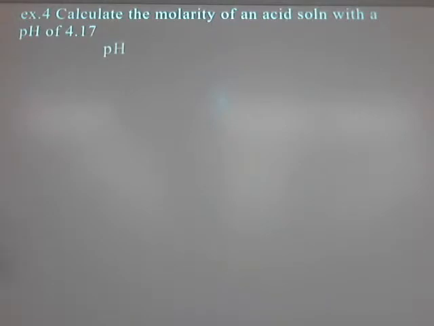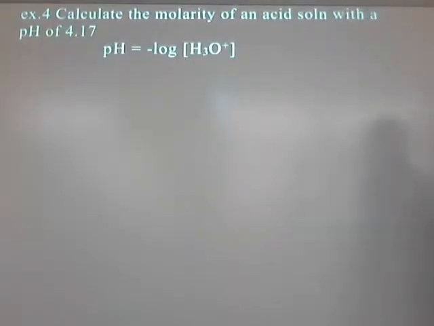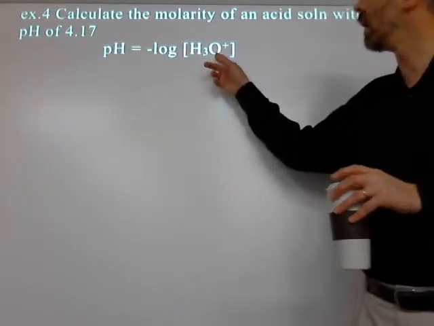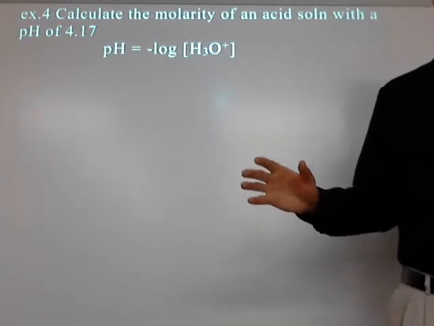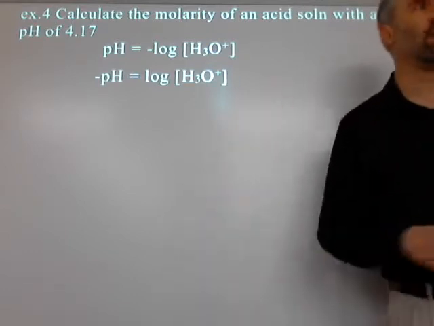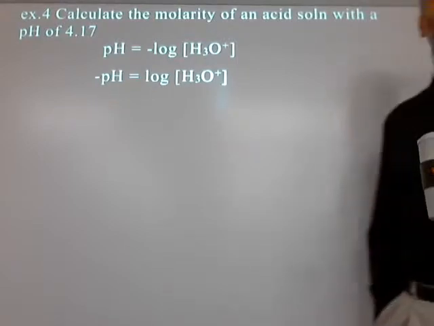Here's my basic equation: pH equals the negative log of the hydronium. There is a little hairy part to this. Instead of solving it as is, I'm given the pH and I want the hydronium. So first thing I'll do, I'll take a negative of both sides, because I want to get hydronium by itself with a positive value. Everybody agree I'm just going to multiply both sides by negative 1.